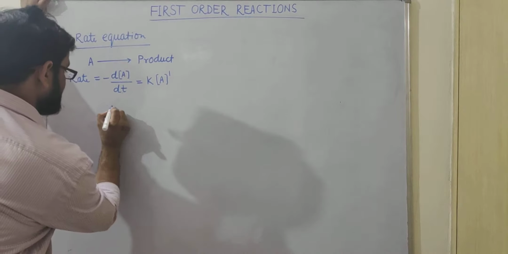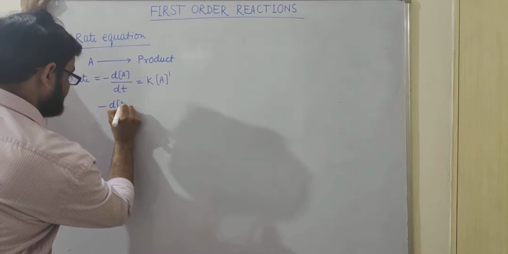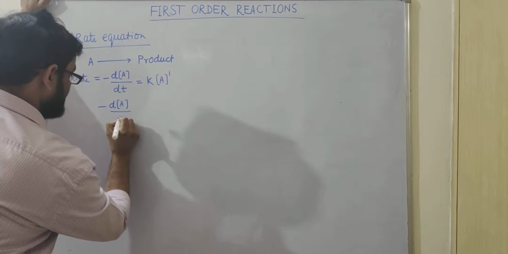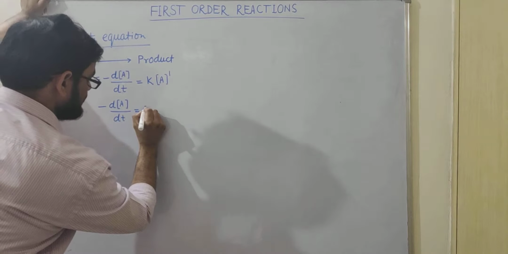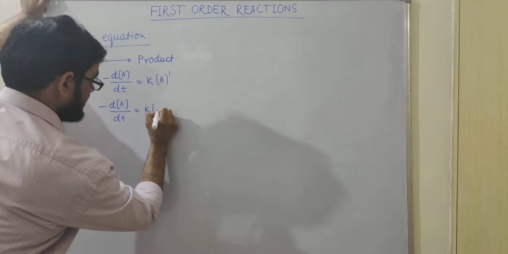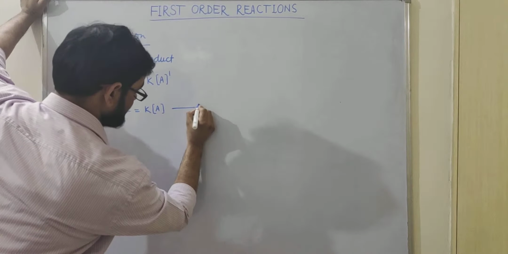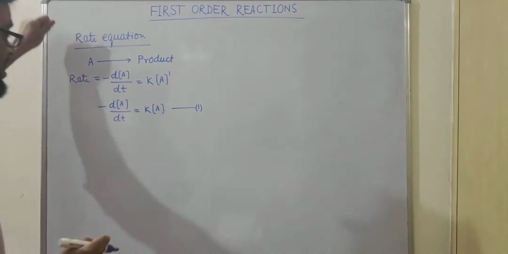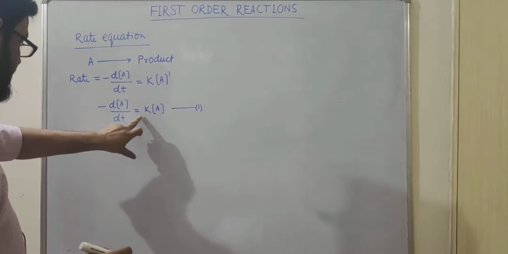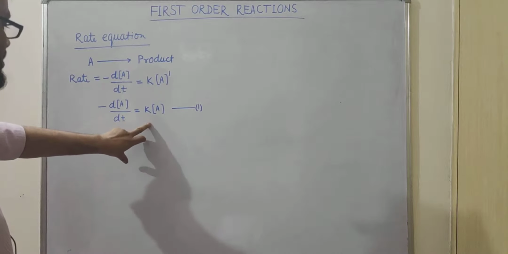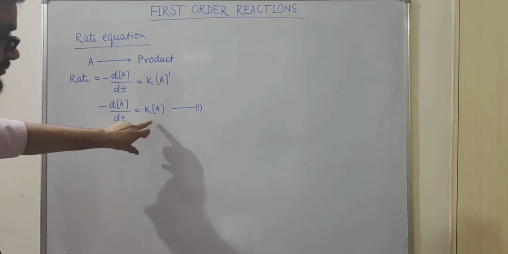or simply we can write minus dA upon dt is equal to k concentration A. This is equation number 1, and this equation number 1 is called differential form of rate law of first order reaction.